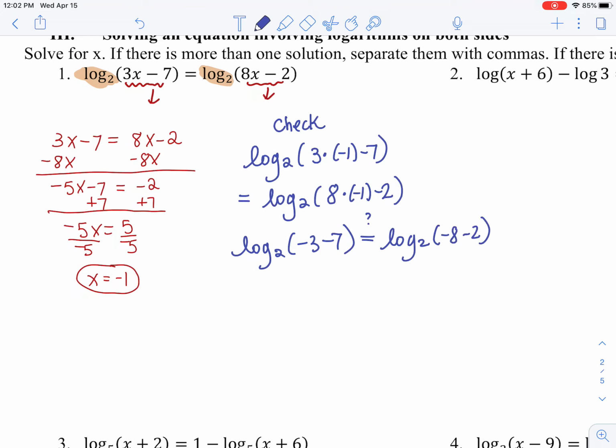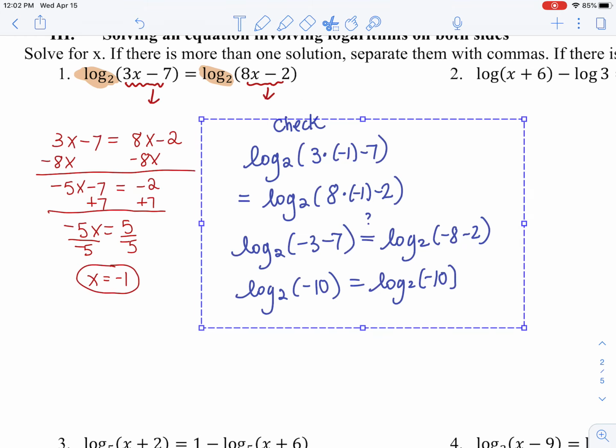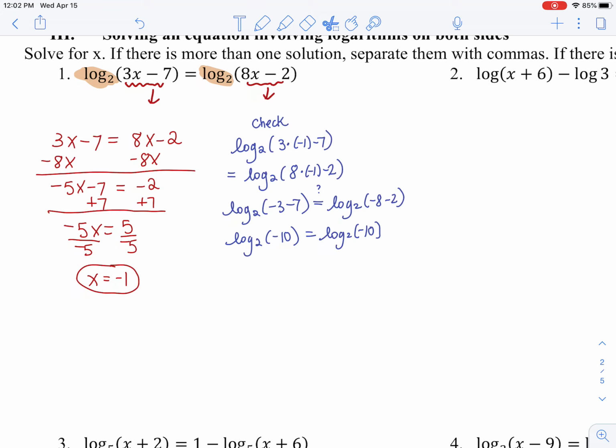And the right side that we're trying to see if they're really true is log base 2 times -8 minus 2. Now, I want to keep on going, and you'll see. You may say, oh, they're the same. But I'm going to show you something, okay? The argument both came out to be -10. So you may think, oh, that's fine.